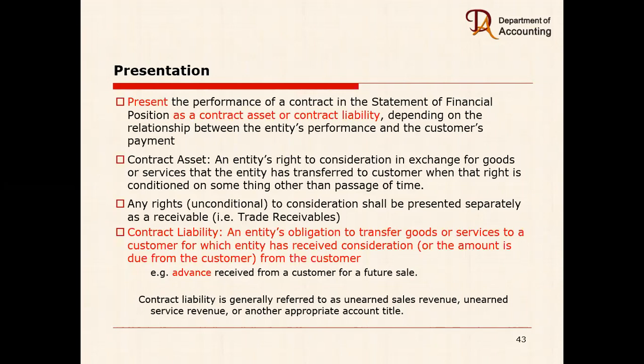Right? Then what is the difference between the trade receivable and contract asset? The trade receivable represents an unconditional right. If there is no condition as such, that is where you take it to the trade receivable. The consideration shall be presented separately as a receivable. So therefore, presenting something as trade receivable and contract asset, there is a difference.